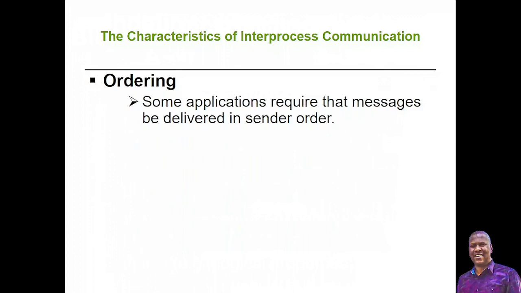So if the message has, for example, four segments, the receiving process should also receive it as four segments, in the order that they were sent. Those are the key characteristics of inter-process communication: ordering, message destination, and the asynchronous and synchronous ways of communication.